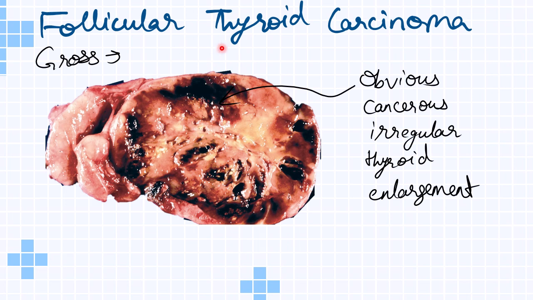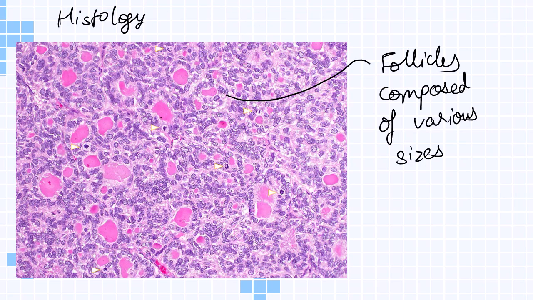Now let's move on to follicular thyroid carcinoma. This is the gross specimen of follicular thyroid carcinoma. Notice the obvious cancerous irregular enlargement of the thyroid gland. Unlike normal thyroid tissue, the tumor appears enlarged and irregular. Now let's look at its histological appearance. On histology, follicles composed of various sizes are seen. These follicles are lined by tumor cells and are one of the characteristic microscopic findings of follicular thyroid carcinoma.